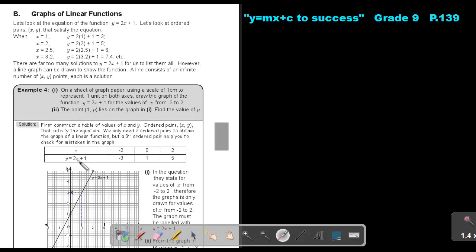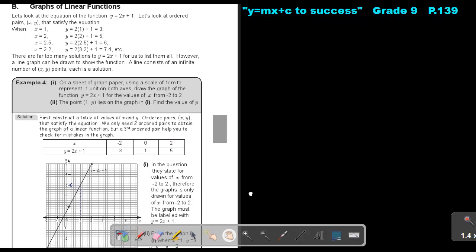Then substitute it in the place of x there. So 2 times negative 2 will be negative 4 plus 1, and that will give me an answer of negative 3. If I substitute 0, that will become 0 plus 1, so my answer will be 1. And if I substitute 2, 2 times 2 is 4 plus 1, and my answer will be 5.